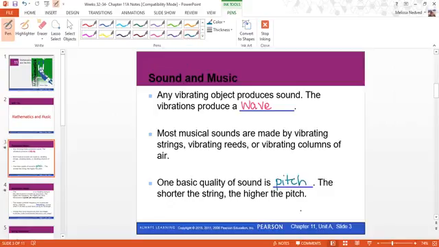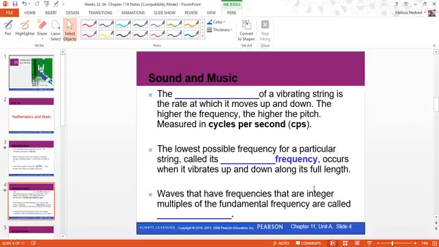And the shorter the string, the higher the pitch. That's going to be the difference that we hear in a tone. It's going to be what we call our pitch. A few more vocab terms before we can get really started digging into the math behind the music. And the first is the frequency. The frequency of a vibrating string is the rate at which it moves up and down. The higher the frequency, the higher the pitch. We measure frequency in CPS, or cycles per second, how many cycles we have. Higher CPS means a higher frequency, which means a higher pitch.